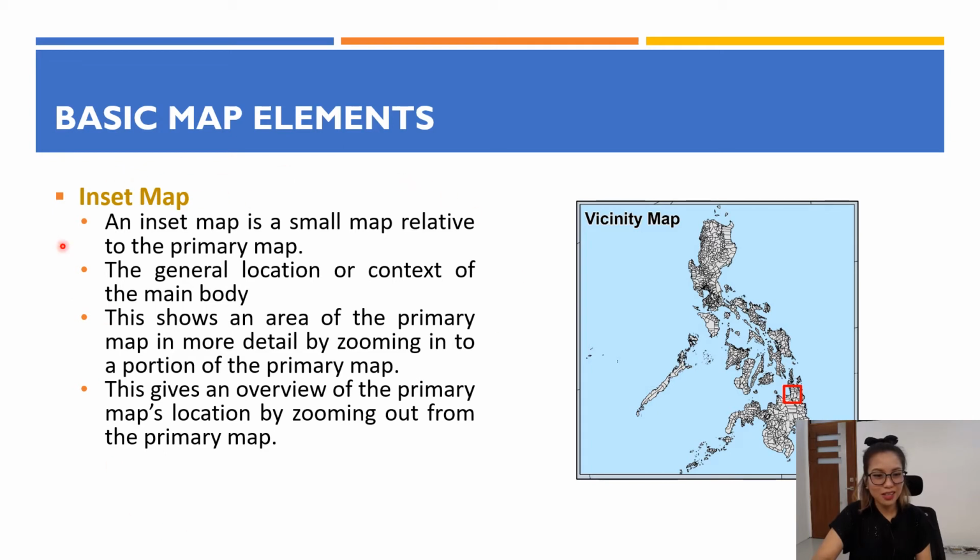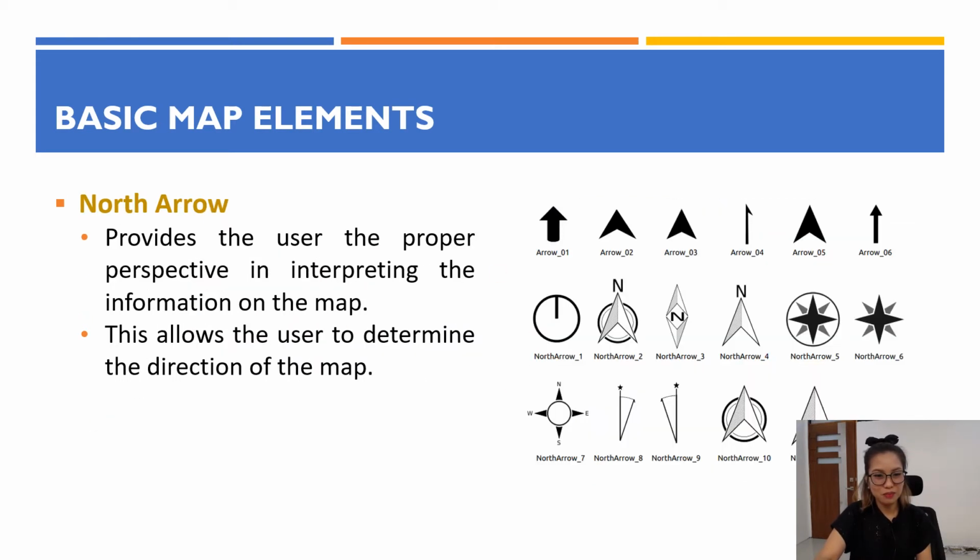Based on my stock knowledge, I think maura man gihapon ni siya na mga definition. So we're gonna skip that one. And then the north arrow, it provides the user the proper perspective in interpreting the information on the map. So this allows the user to determine the direction of the map. Okay, para dili tama saag. So naatay one orientation, I mean natay uniform orientation.